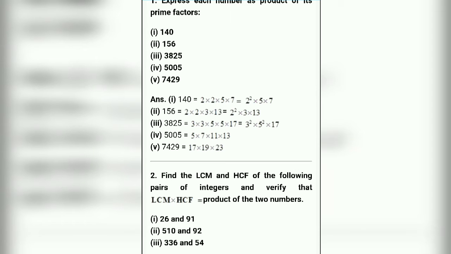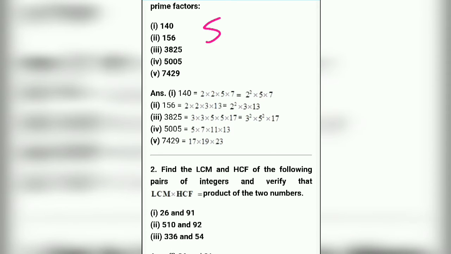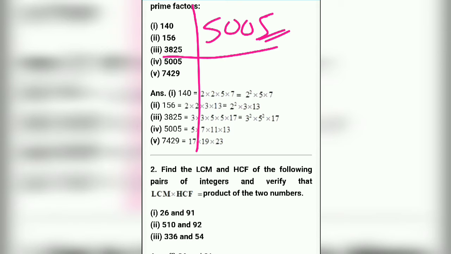Then number 4, it is 5005. Okay, now in unit digit we have 5, so definitely this number is divisible by 5. At unit place we have 5, so this number is divisible by 5. So here 5 ones are 5, then 2 0, so same 0 we need to write here, and again at last we have 5, so 5 ones are 5.